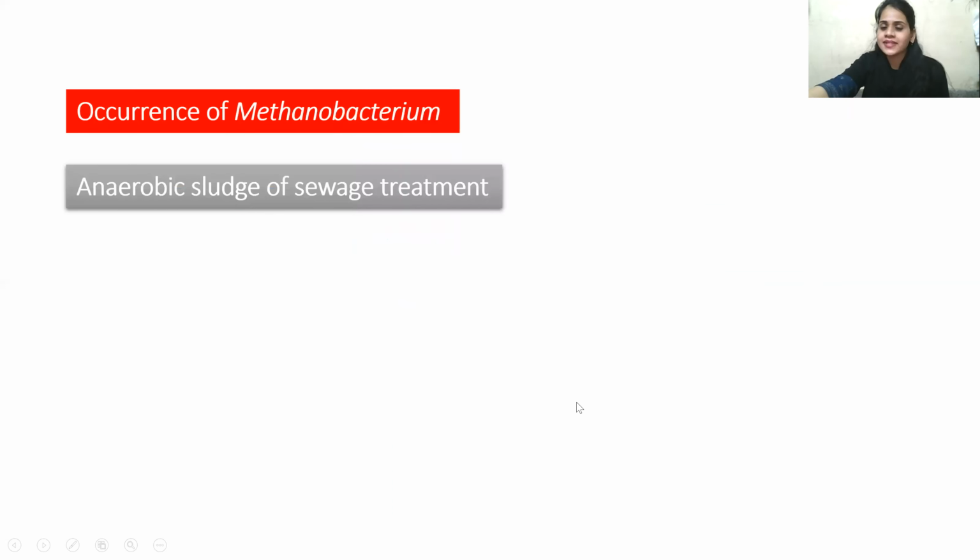As I told you, it takes place with the help of methanobacterium. This methanobacterium can be found in various places. It can be found in the anaerobic sludge of sewage treatment. You remember I talked about the sewage treatment, where we discussed the anaerobic sludge digester in which methane gets formed because of anaerobic bacteria developing there.